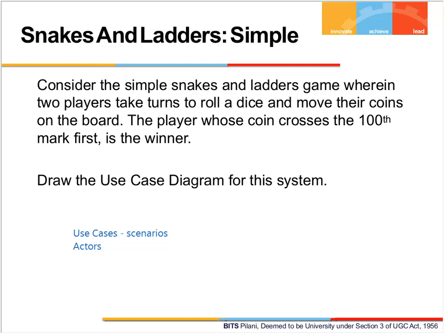Okay, and there are actors. Some people say actors are players, and then some even say it is player 1 and player 2 because we say there are 2 players, right? And some even say coin and dice are the actors, right?